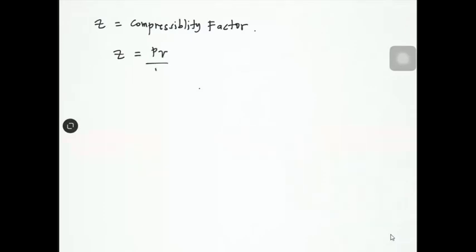So you have also this Z as the compressibility factor. Wherein Z is equivalent to PV over RT, or P V bar over R bar T. So we have this one.